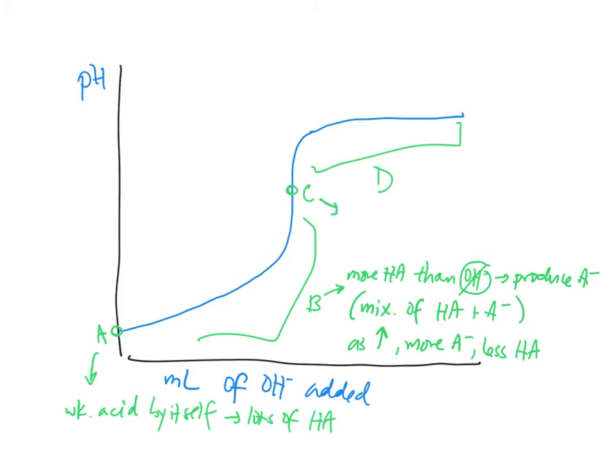At C, again, we've talked about C. C is the equivalence point, so you've added equal moles of HA and OH-. When you've done that, they react completely with each other, so they're both gone, and you only have A-. So at point C, the equivalence point, you only have A- floating around in any appreciable amount.